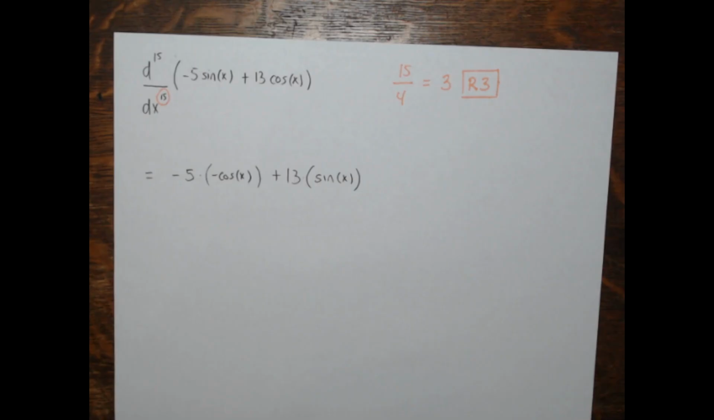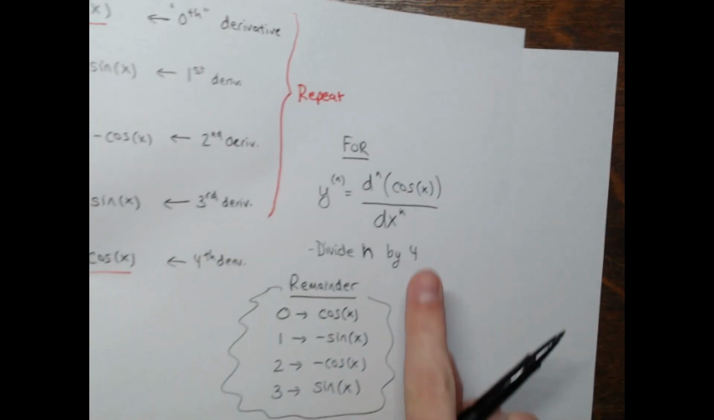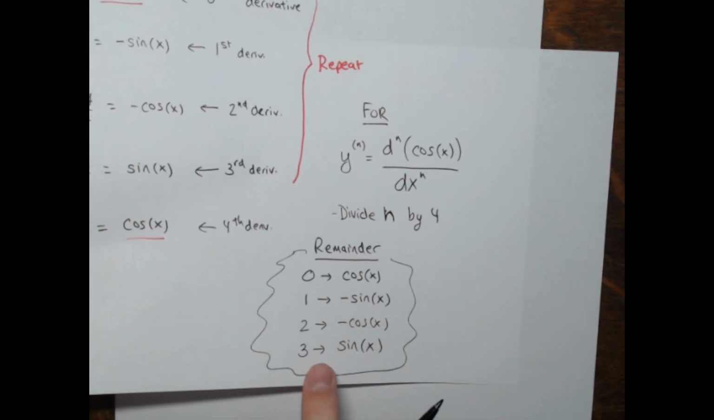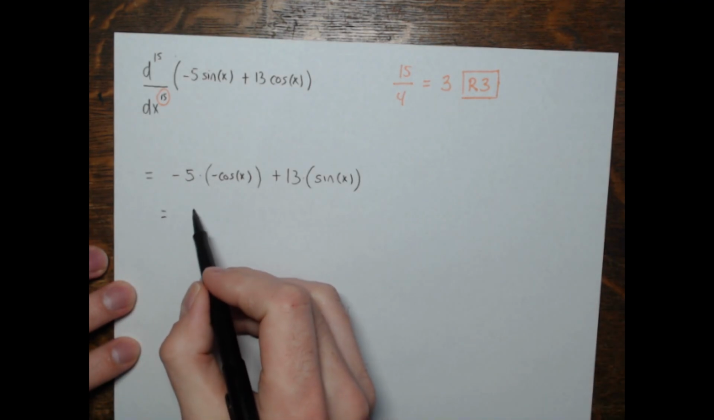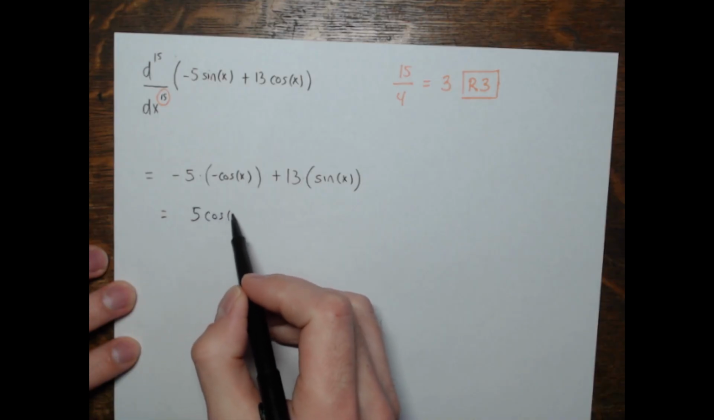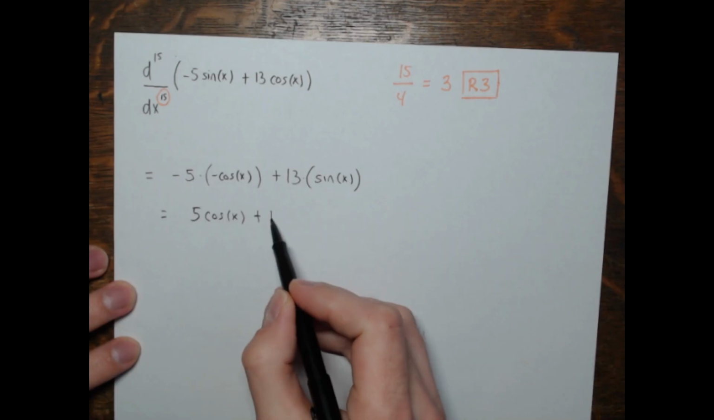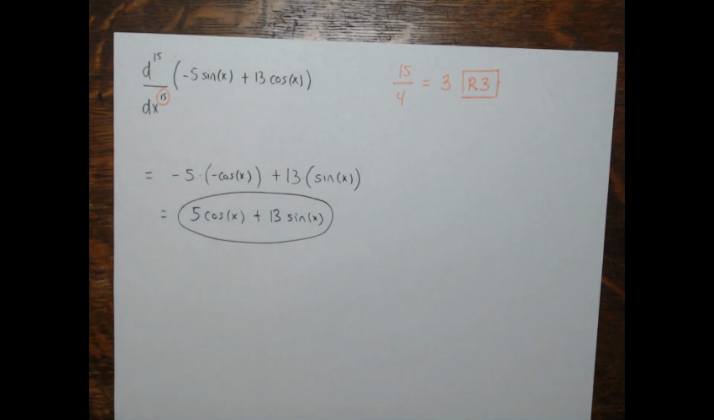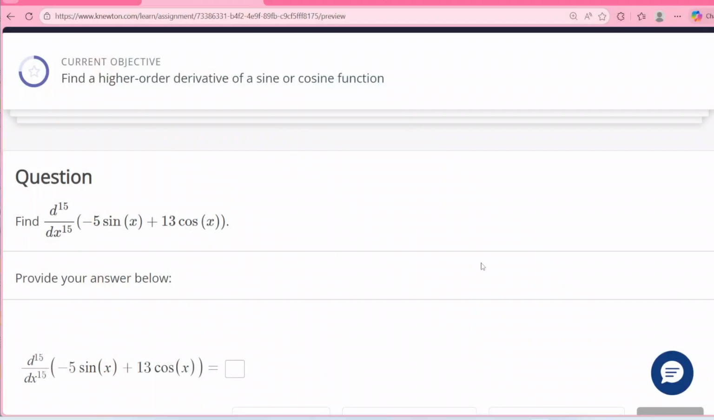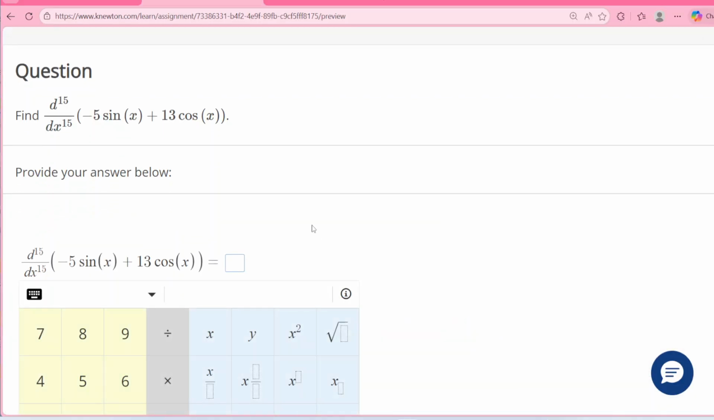And check my paper earlier. Here it is. So again, when you're doing this for cosine, if the remainder is 3, the result is sine, like the third derivative. And there we go. So we got -5 times -1. This is +5 cosine of x plus 13 sine of x. So here's what I'm typing for the 15th derivative of that function they gave us: 5 times the cosine of x plus 13 times the sine of x.